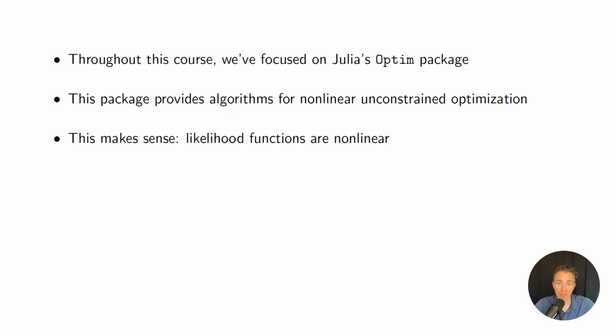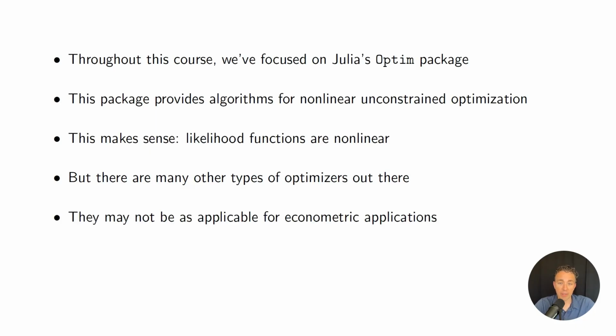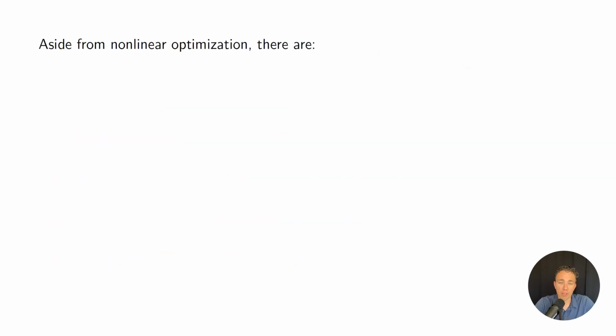unconstrained, nonlinear estimation. But there's other types of optimizers out there, and they may not be as applicable to econometric applications, but they could still be useful to have in your general arsenal of tools. So we'll go through maybe some other applications that they could be useful for, and then if you've been exposed to this, maybe you can find some use for these other tools. So what is there besides nonlinear optimization?